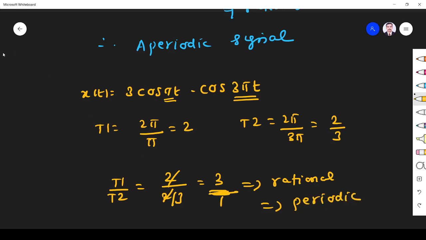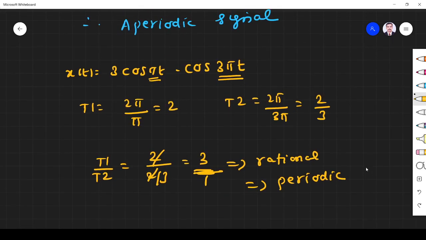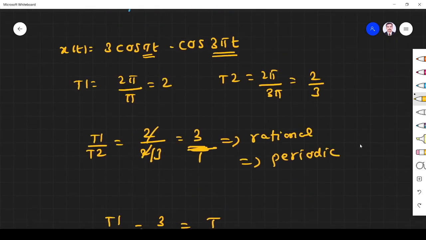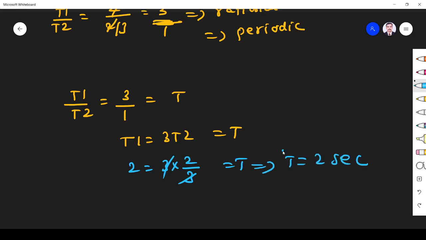So what about the periodicity? We know that T1 by T2 is equal to 3 by 1, that is equal to T. T1 is equal to 3 T2, that is equal to T. What is T1? T1 is 2. T2 is 2 by 3. So what is my T? This implies, anyway, both are giving the same answer. T is equal to 2 seconds. So this is the way the problem can be solved. Fine.